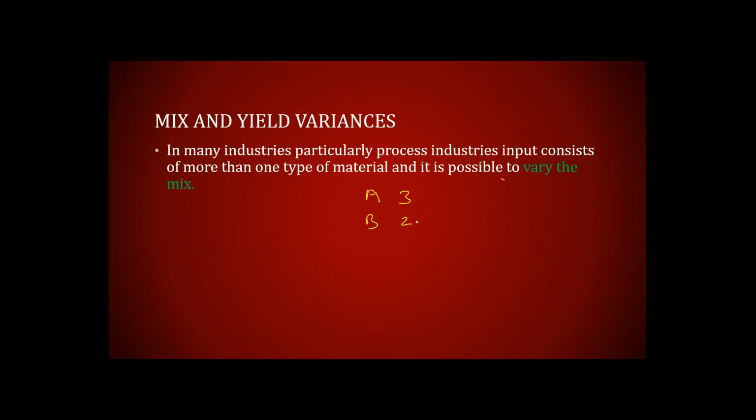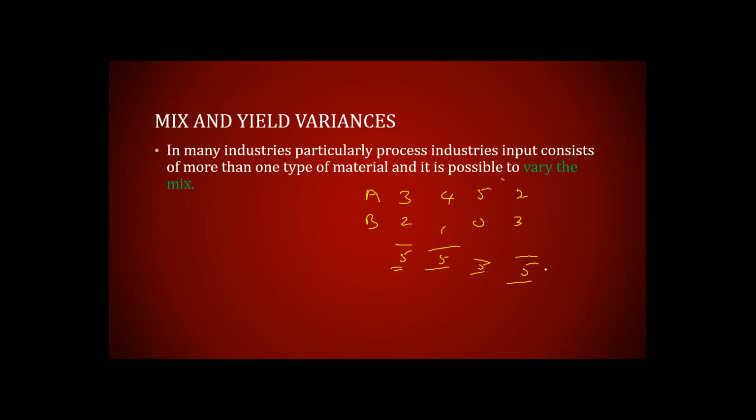But in the actual mix, the production manager might decide, instead of putting 3:2, because always the total has to be 5, he can put 4:1. He can put 5:0. He can put 2:3, whatever. He can change the mix. Still, he can put the same input, but in different proportions.